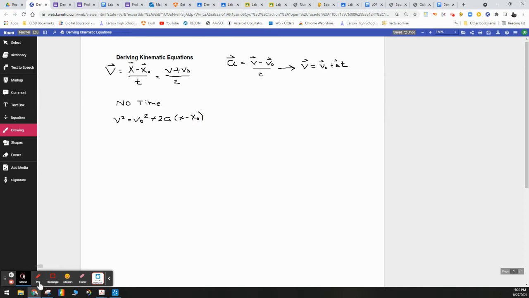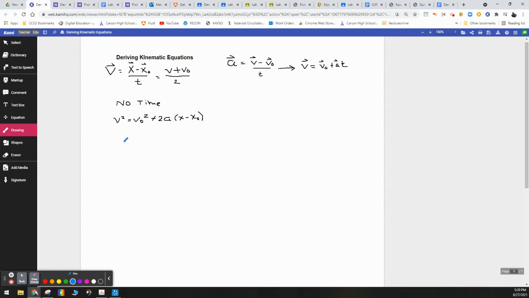I'm going to go ahead and change pen colors here. We'll use blue. All right, so take a look here. There's no time. I look at this equation, there's a t here and there's a t here. So I'm going to start with this here.